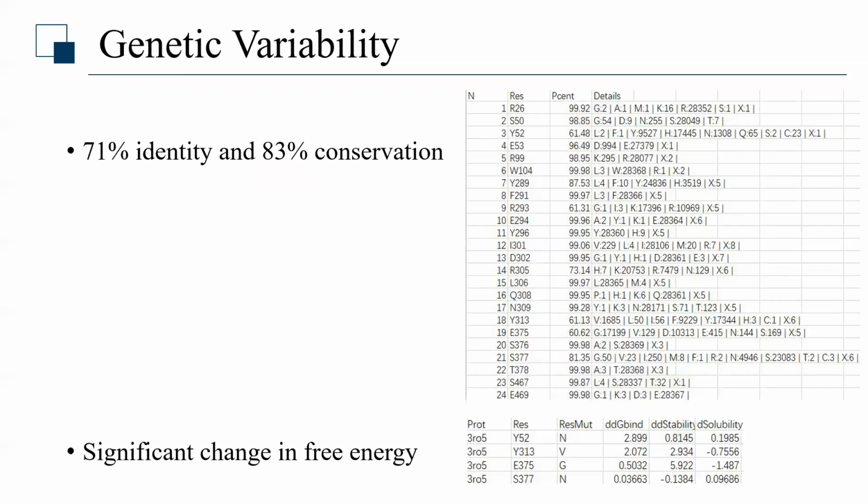However, genetic variability is also observed at residues Y52, Y330, E375, and S377. Other strains have non-conserved single amino acid substitutions at these positions. Therefore, we evaluate the effect of this genetic variation, and the result shows considerable change, more than 2, in free binding energy following non-conserved substitutions.